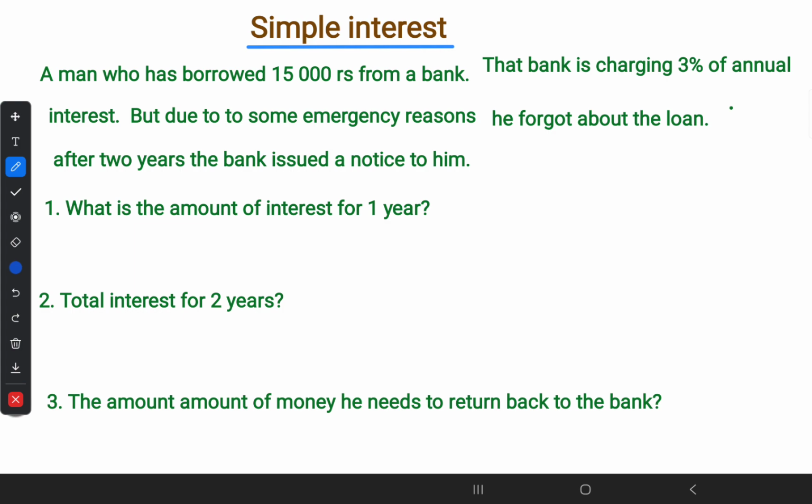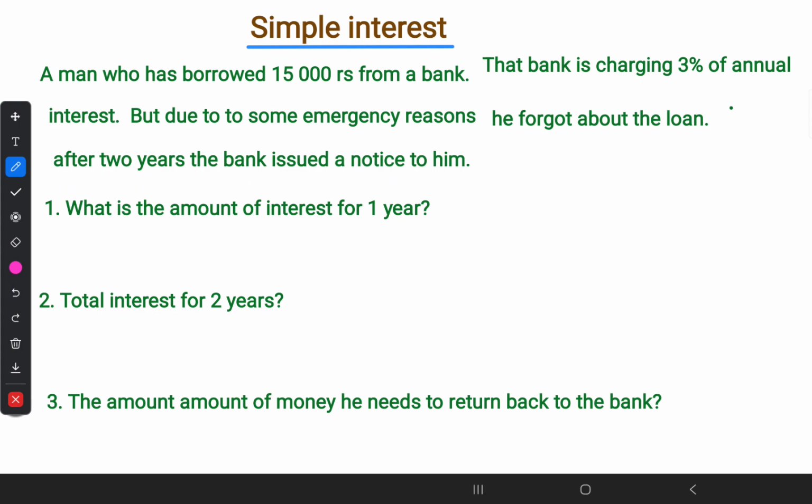You forgot something, but for that, they will not give you any kind of profit. As a bank, they have particular restrictions, regulations and agreements, and accordingly they can charge the interest. So what is the amount of interest for 1 year? After 2 years, the bank issued a notice to him. So he forgot for 2 years, and thereafter the bank issued a notice.